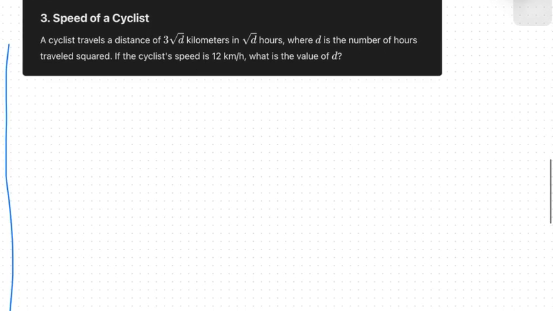Number 3, the speed of a cyclist. A cyclist travels a distance of 3 square root of d kilometers in square root of d hours, where d is the number of hours traveled squared. If the cyclist's speed is 12 kilometers per hour, what is the value of d?